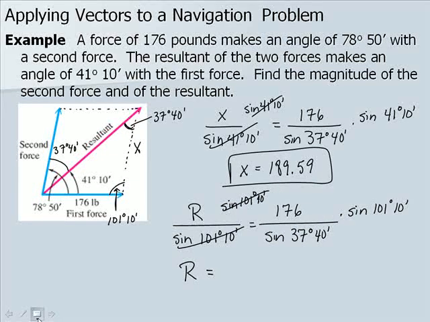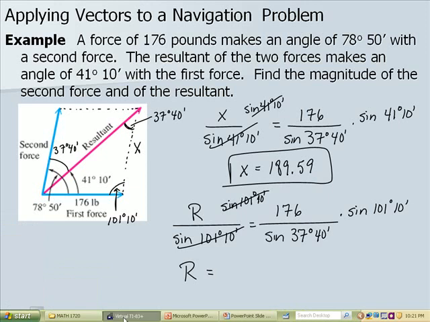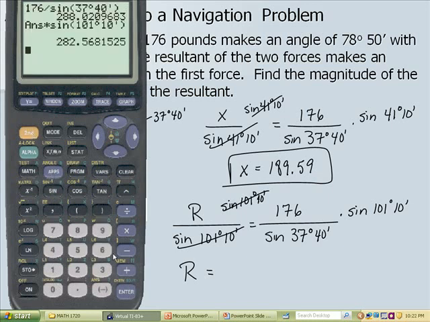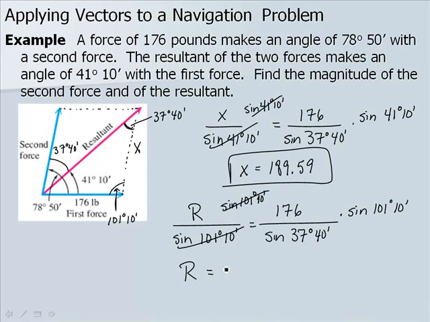So R will then be 176 divided by the sine of 37 degrees 40 minutes times the sine of 101 degrees 10 minutes. So we get a value of about 282.57 or about 283 pounds.